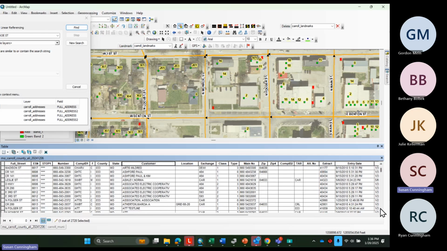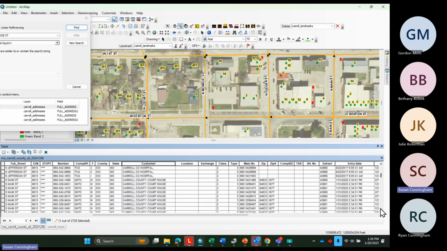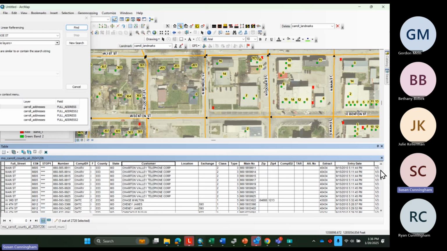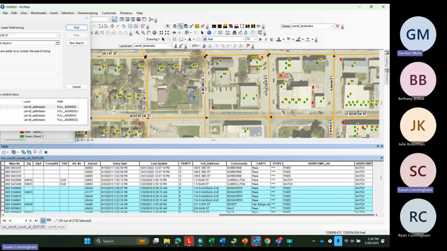Okay, let me think. Sheraton Valley is the name of that little phone company. Look at all the hospital ones, courthouse. Here we go, Sheraton Valley Telephone Corporation. A lot of different things. Here's one in Bosworth, 114 North Kansas Avenue.